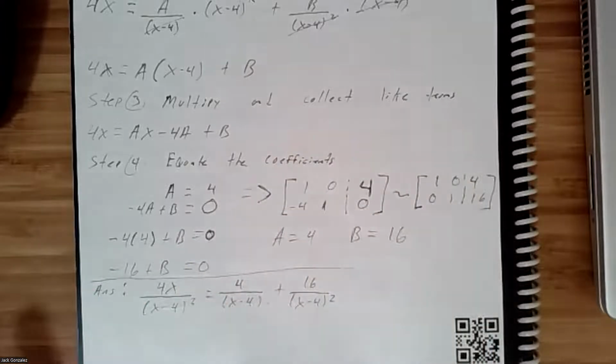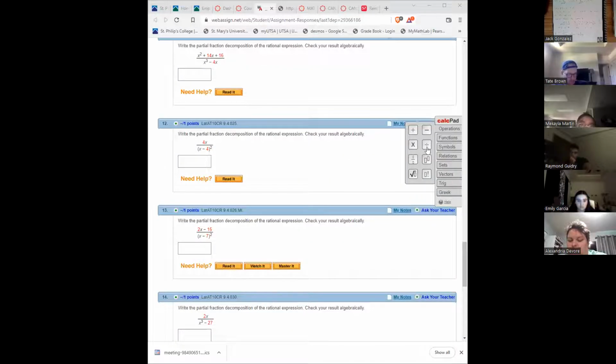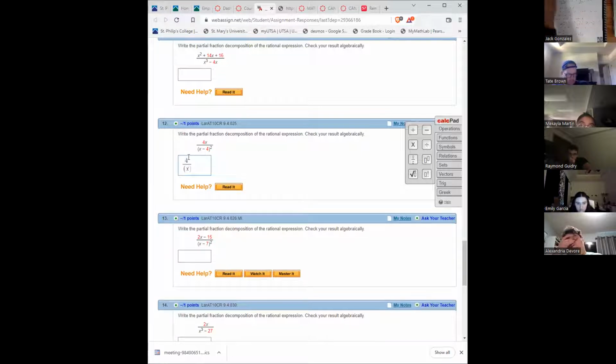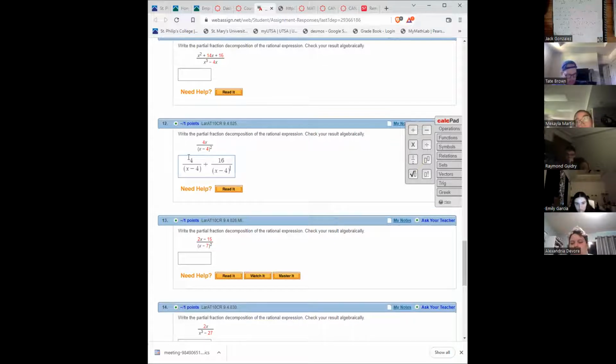Okay. All right, well, let me punch it in and see what happens. I think it looks good. All right, write the partial fraction decomposition. Check the result algebraically. Okay. 4 over x minus 4 plus 16 over x minus 4 squared.